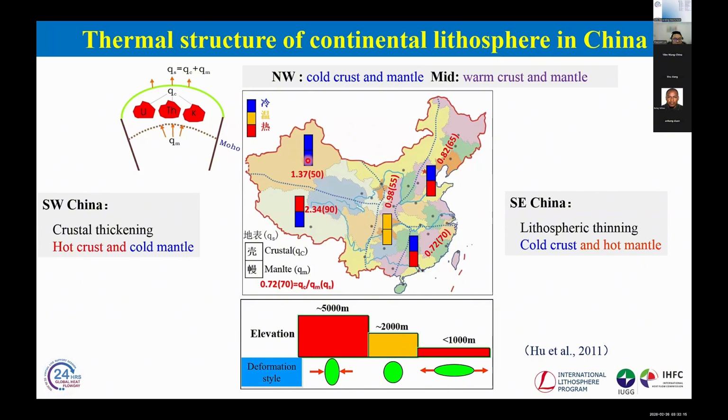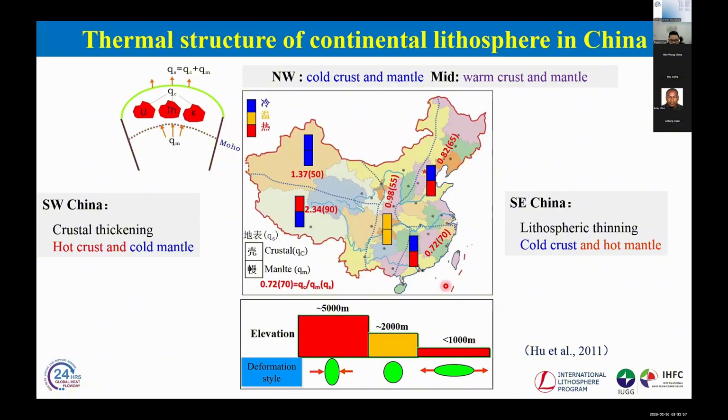For northwestern China, this is also a cold crust and a cold mantle like this one. It's really interesting if we relate the thermal structure to the tectonics or evolution or the elevation of the geomorphology of China. We can say from the west to the east, the elevation becomes smaller and smaller. For western China, the Tibet Plateau, the average elevation is about 5,000 meters. In East China, for the East China plain, the elevation is less than 1,000 meters.